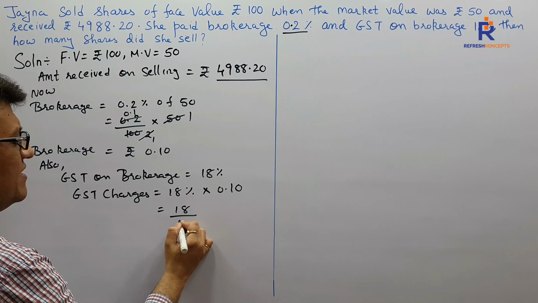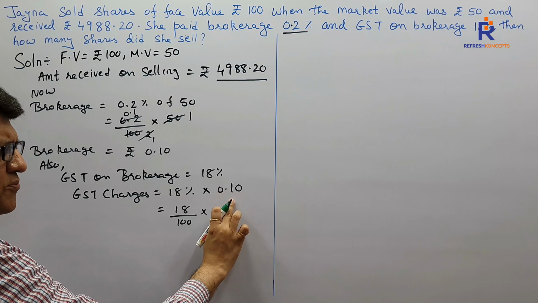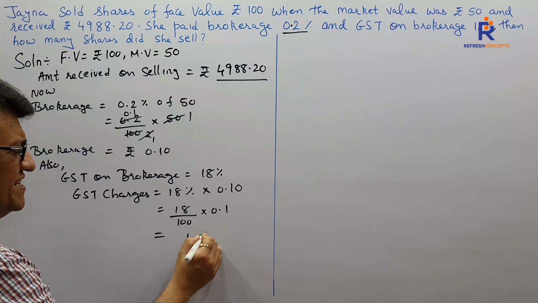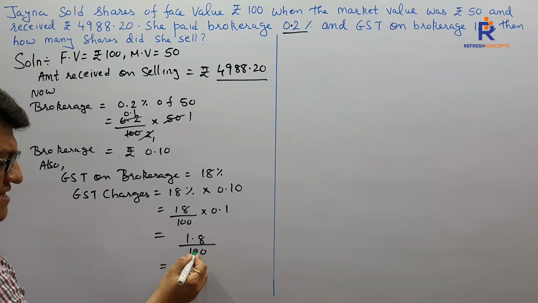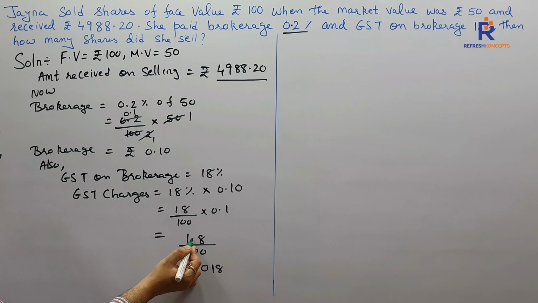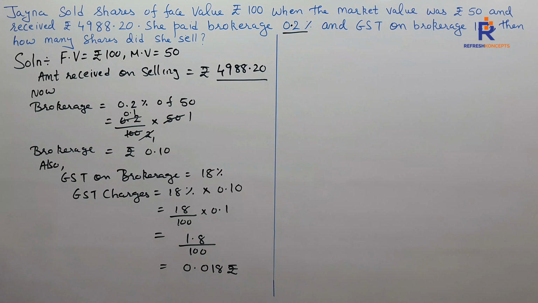18 by 100 into 0.10, or even if you don't want to write down 0.10, you can simply claim it as 0.1. Shall I say 18 into 0.1 is 1.8, mere shift of decimal, upon 100? Can I say 0.018? There are two decimals, so 1 and one more 0, 1 and one more 0, 0.018 rupee. So these are the GST charges.